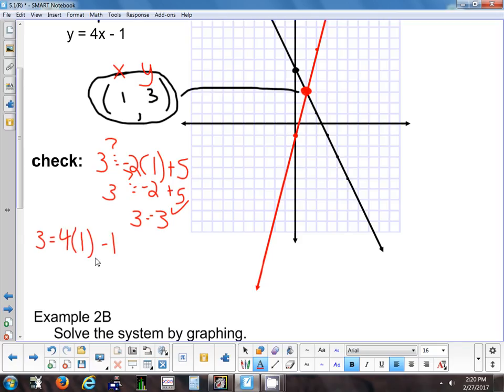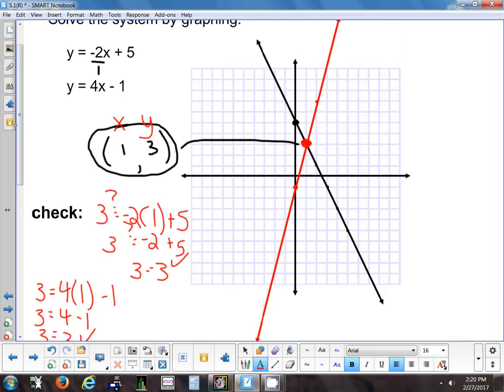1. Correct. Remember, when you have that x or y attached to a number, make sure you put parentheses, right? So it doesn't look like a bigger number. So now I'm going to get 3, I'm going to get 4 times 1 is 4, minus 1. Yep. And I'll get 3 equals 3. So that solution does work, right? 1 comma 3 is a solution for that system of equations.